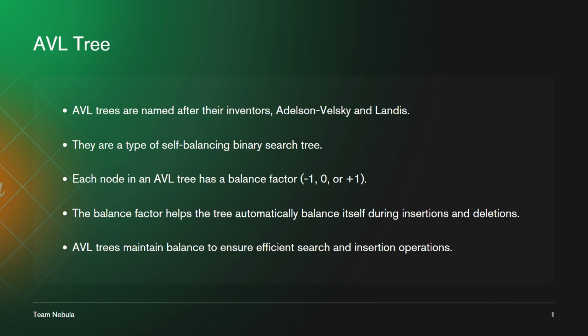In an AVL tree, each node carries some extra information called a balance factor. This balance factor can have three values, -1, 0 or +1. This balance factor is what makes an AVL tree unique. It helps the tree automatically balance itself as you insert or delete nodes. So, if the tree starts leaning too much to one side, it automatically adjusts itself to stay balanced. So that's the AVL tree, a self-balancing binary search tree named after its inventors, Alderson, Velsky, and Landis. It keeps itself balanced using these special balance factors.